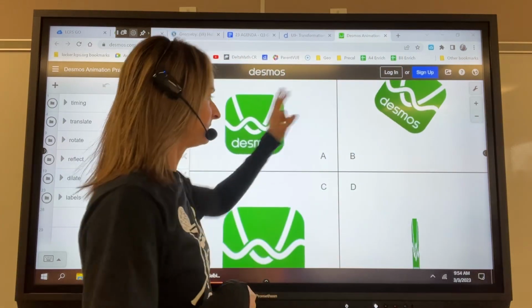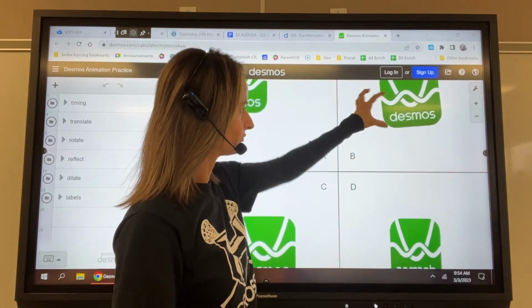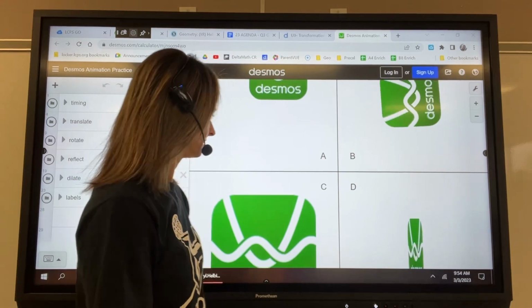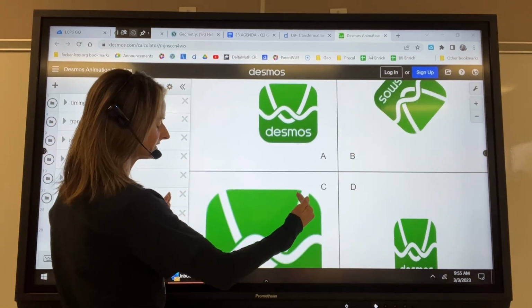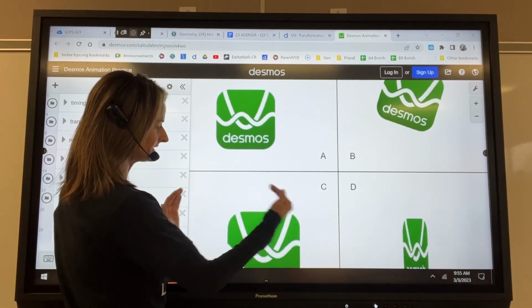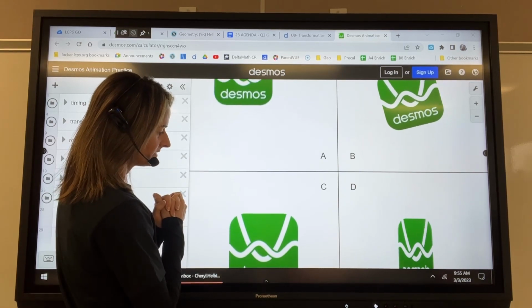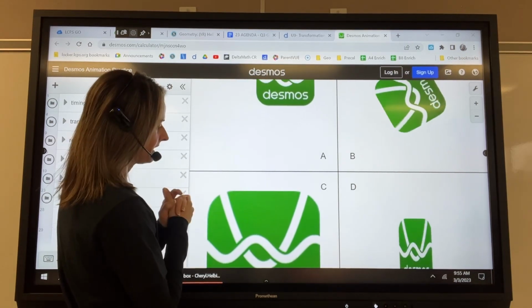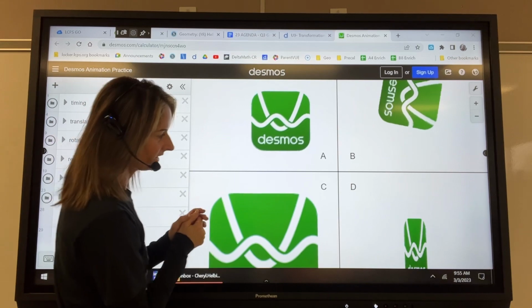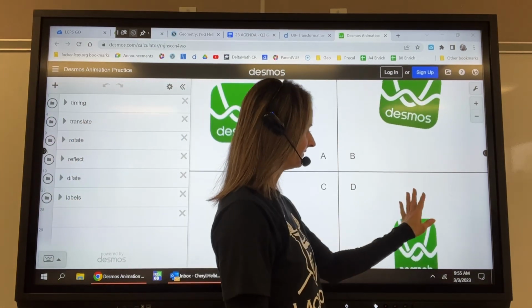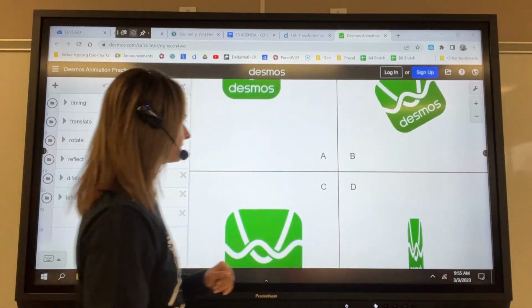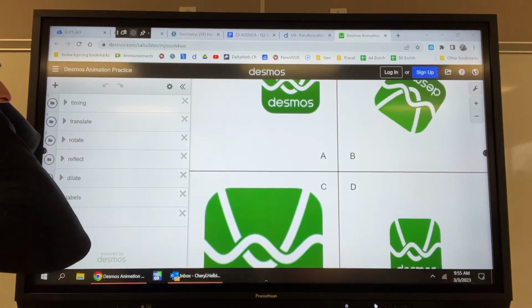The second type, B. It's being rotated. This is a rotation. C, we've got similar figures. Same shape, different size. They are similar. And that's a dilation. And then the last one is being flipped. That is a reflection. So those are the 4 types of transformations we're going to do in our unit.